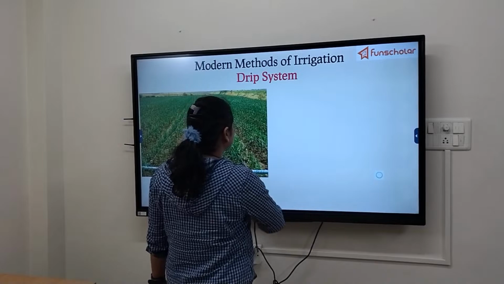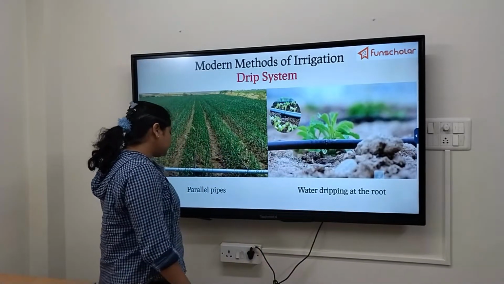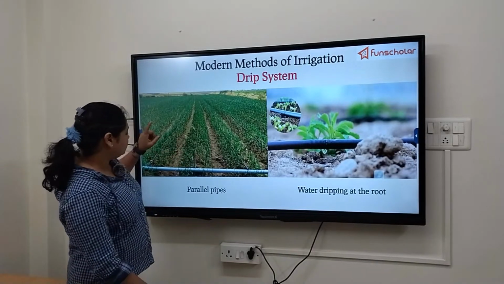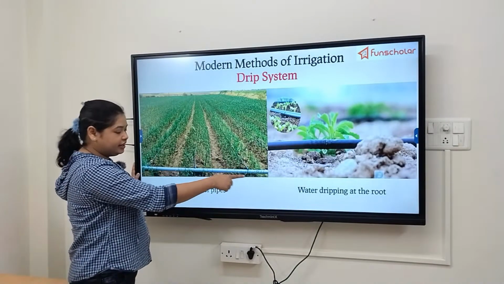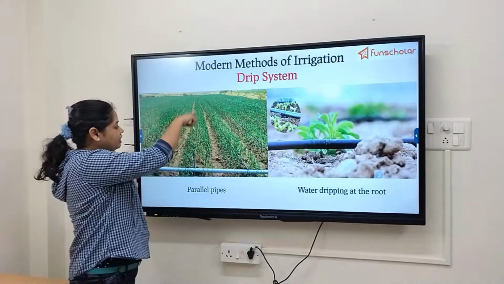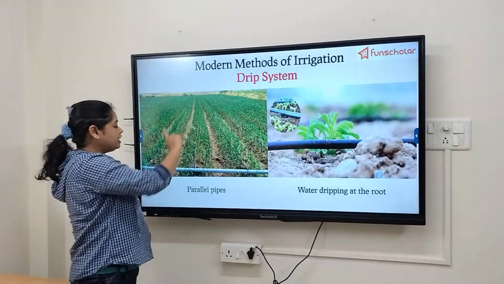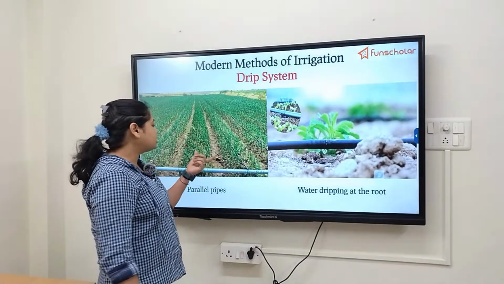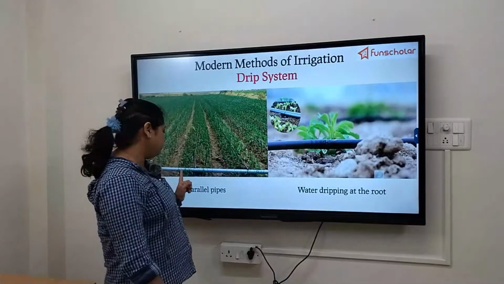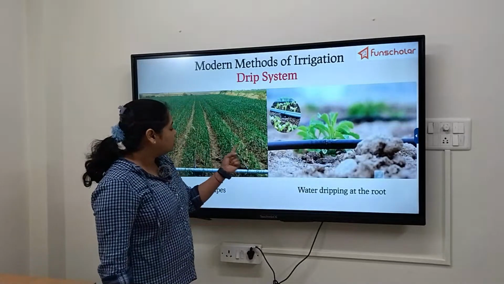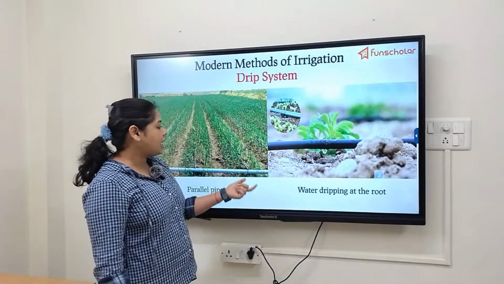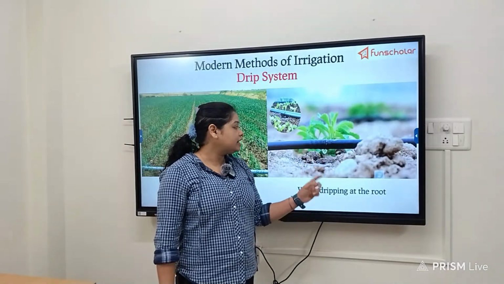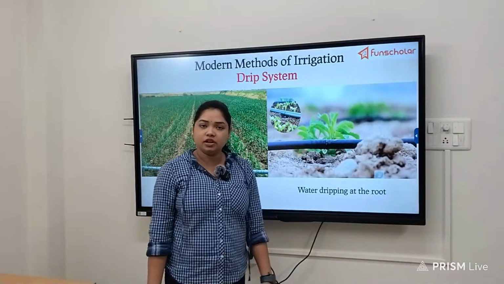And the next thing is the drip system. What is this drip system? Parallel pipes are laid down. You can see this, the pipes. This is the main channel of water, and parallel pipes have been bifurcated from this main channel of water, each carrying water from this main channel, and the parallel pipes have holes from which water drips directly at the roots of the crop.